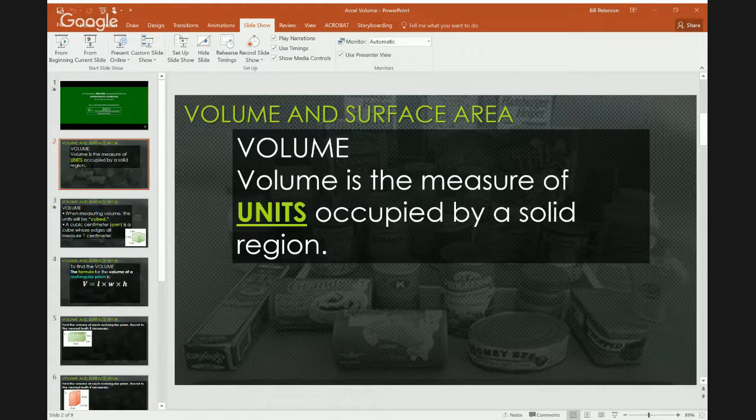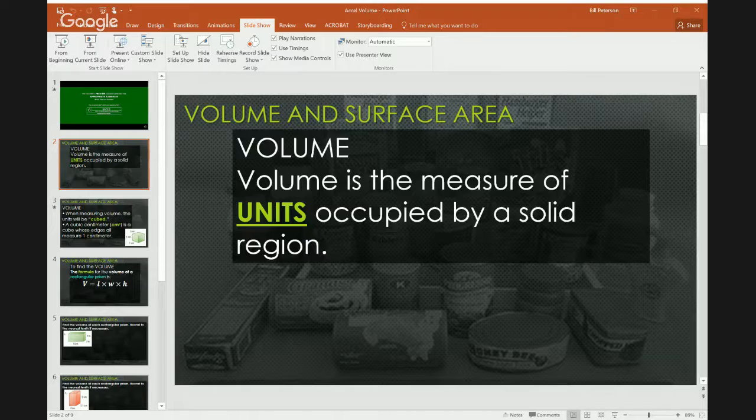To find the volume, whenever we're dealing with any kind of boxes or anything like that, we're going to use this equation right here. Our volume is the length times the width times the height. Let's take a look at this example here. We're going to find the volume of the rectangular prism and round it to the nearest tenth.